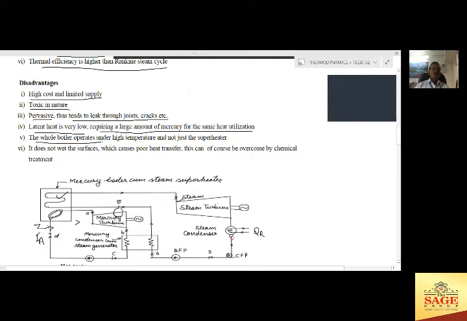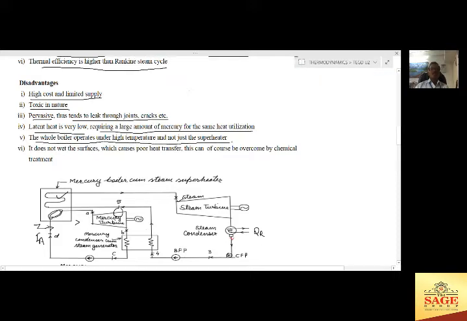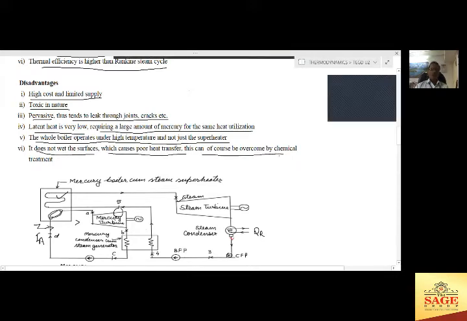The whole boiler operates under high temperature, and not just the superheater. The complete boiler will operate at the high temperature, not only the superheater, but in the case of the steam cycle, only the superheater operates at the high temperature. Because mercury doesn't wet the surface, this causes poor heat transfer. This can of course be overcome by chemical treatment.